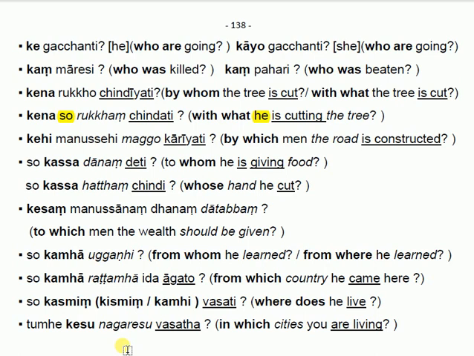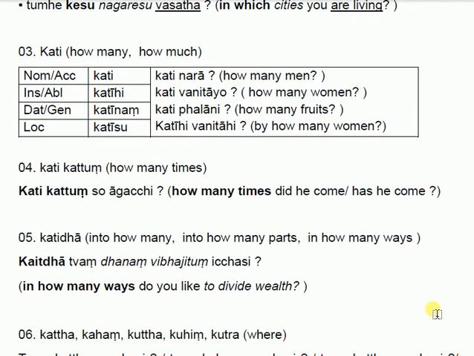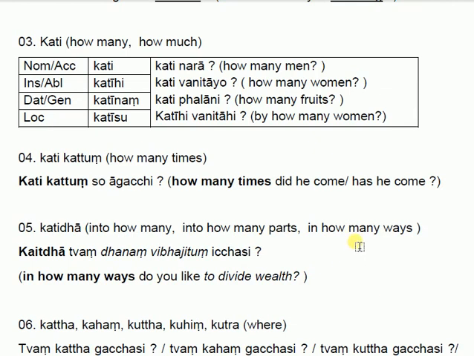Now let's go down. We have number 3 now. Right. Number 3. Kati. This kati. And kati means how many. How many or how much.